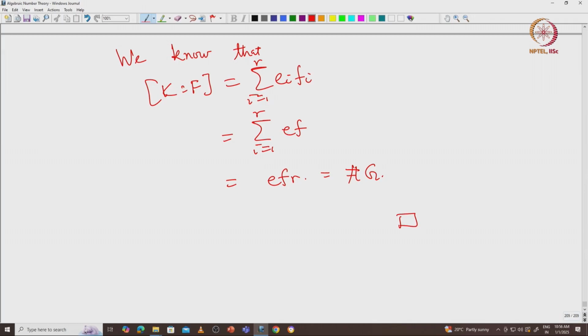Okay, so in today's lecture, we specifically studied what the restrictions are on the number of prime factors that appear in the factorization of a prime ideal in a bigger extension. And we saw that the restriction is even stronger, given by this formula at the end that we proved for Galois extensions.